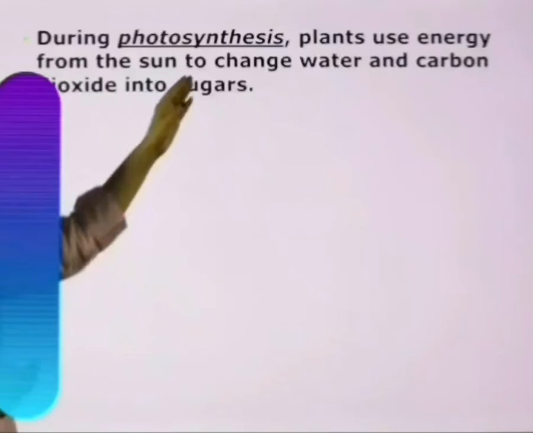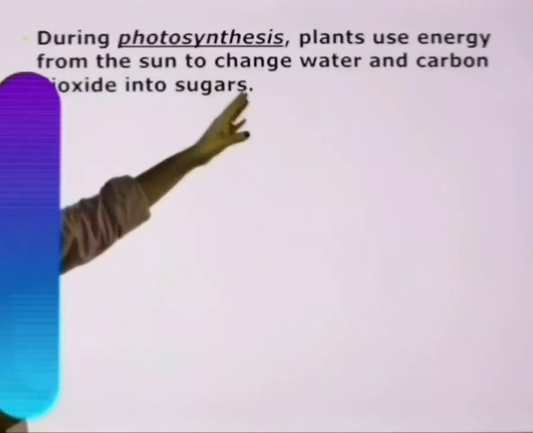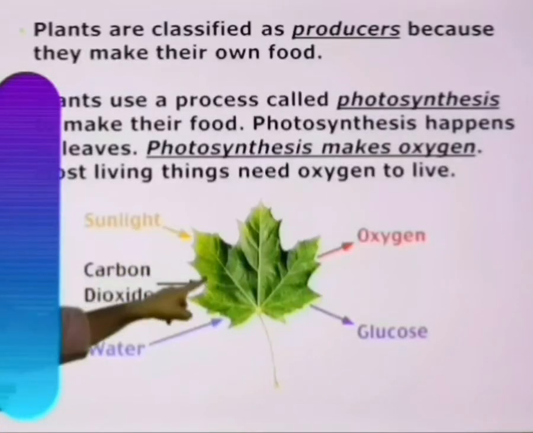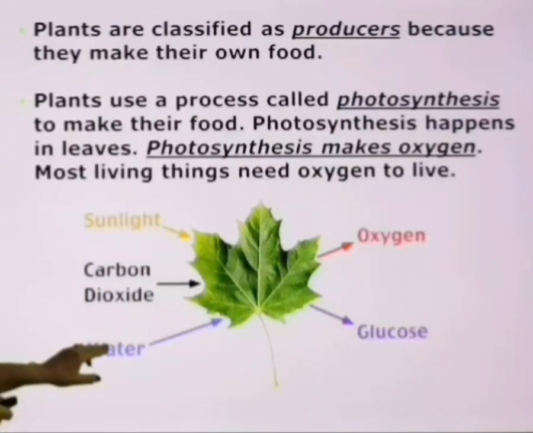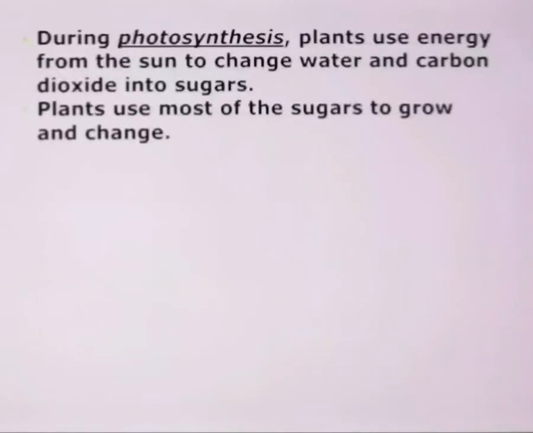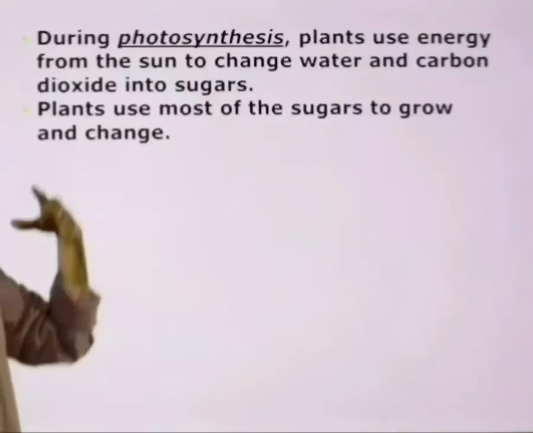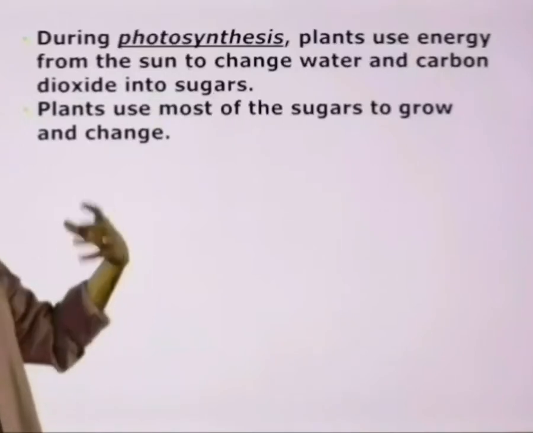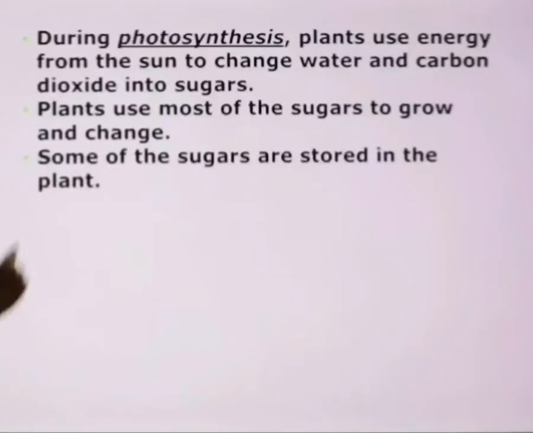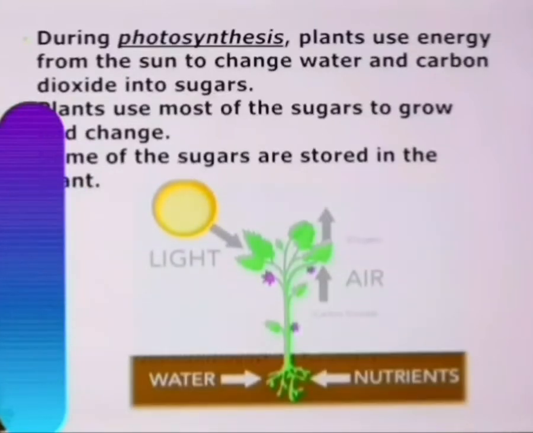During photosynthesis, plants use energy from the sun to change water and carbon dioxide into sugars. So the leaves use the sunlight to change the carbon dioxide and water into sugar. Plants use most of the sugars to grow and change. So the plant uses the sugar to grow and change. Some of the sugars are stored in the plant.